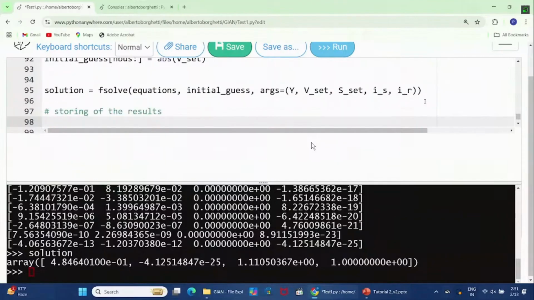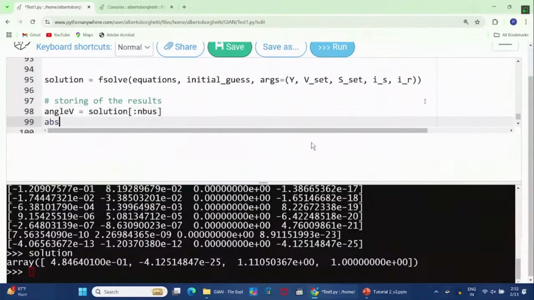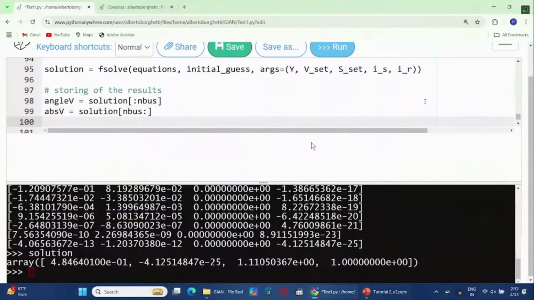And we can say that angle V, now it is the solution, the first n bus elements, so column n bus. And the abs of the voltage is the second part of this array, so n solution, n bus, and then the column, and we close. So we have stored our thing here.